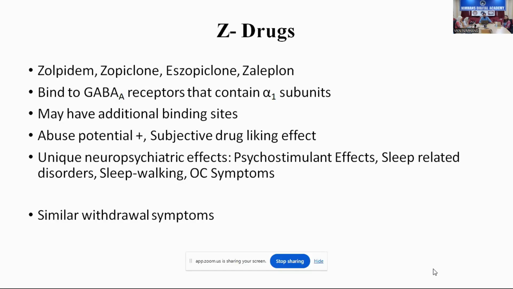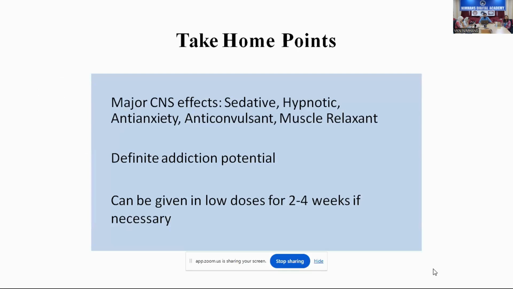Again, we have to convert Z drugs into long acting benzodiazepines, specifically diazepam, and then we can take a slow taper. So my last slide for today, take home points.